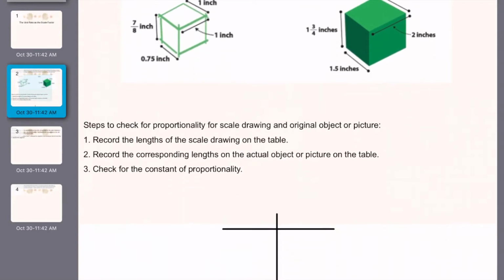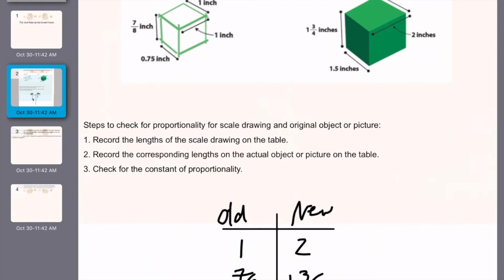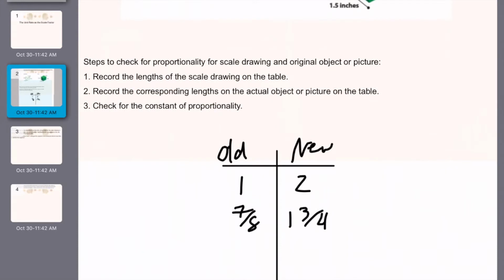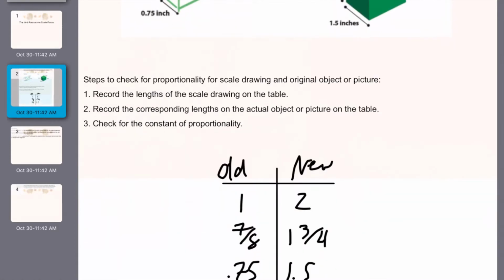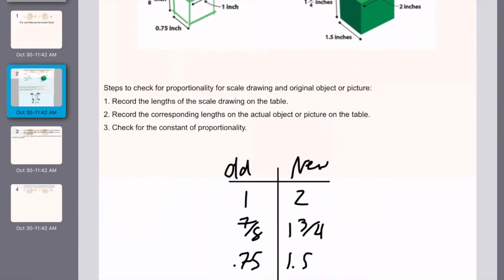I'm going to do the old on this side and new on the right. So let's see. I know that I have 1 and 2 inches, 7/8 and 1 and 3/4, 0.75 and 1.5 inches, and I have 1 and 2 again.